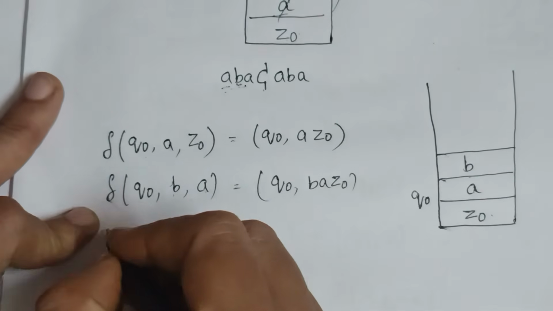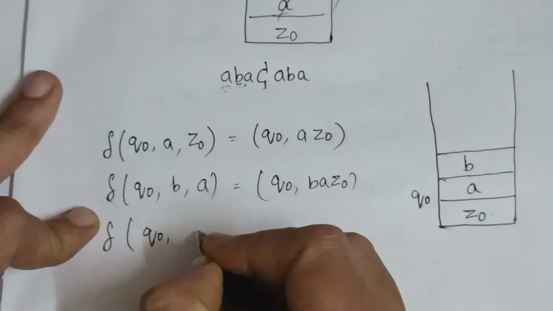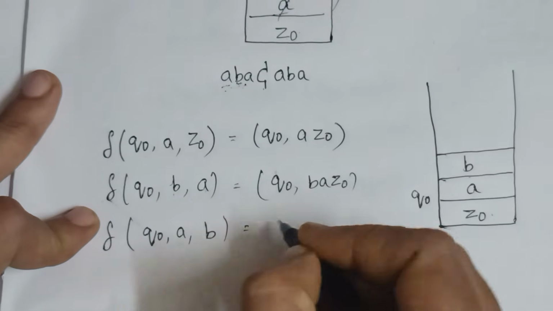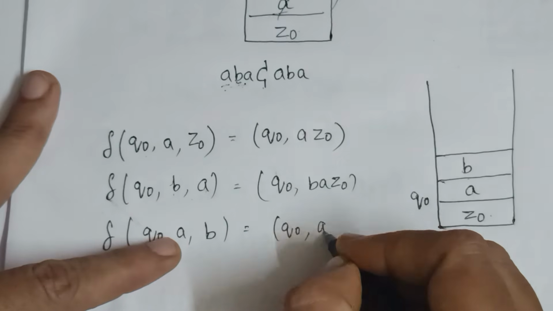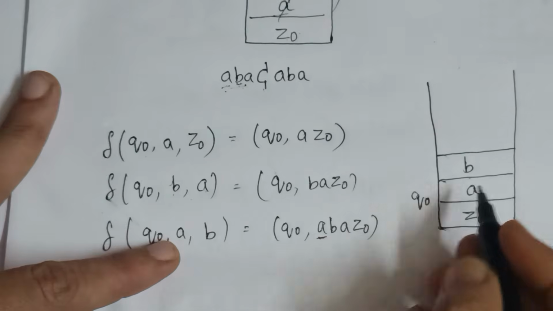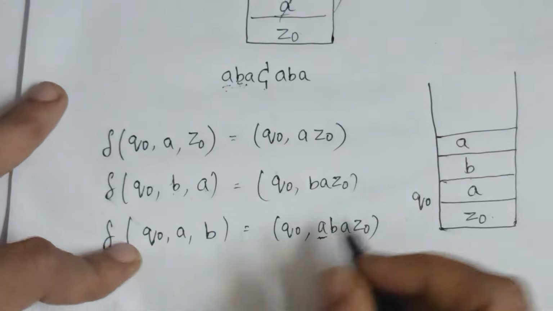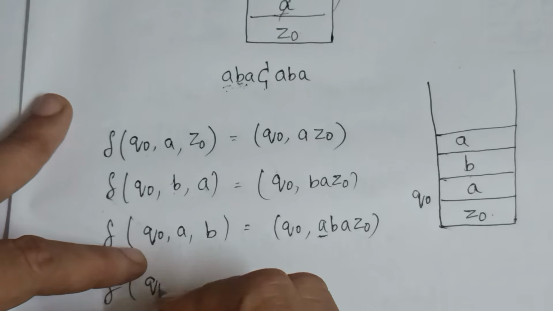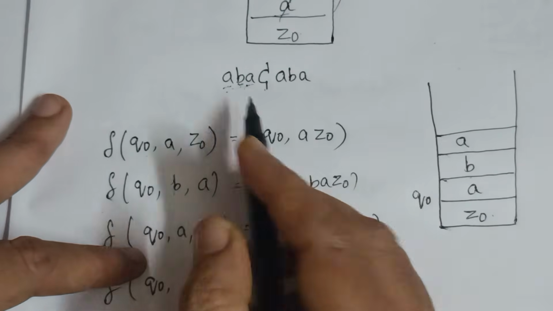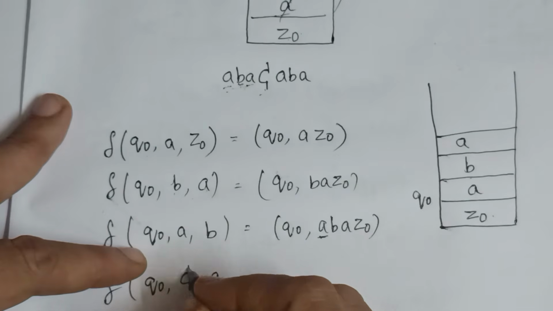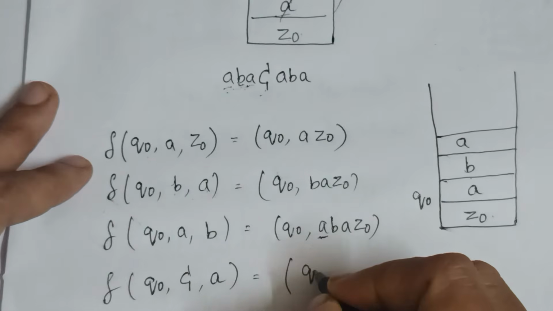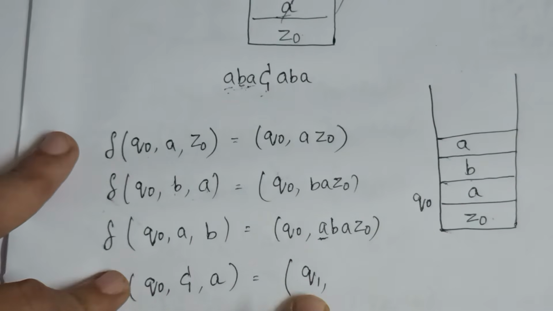Next element is A. Delta of Q0, B is the top of the stack. I am pushing A, then it will be Q0, A, B, A, Z0. Now the top of the stack is A. Now whenever the input is C with the top of the stack A, nothing will be pushed into the stack. Only the state will change from Q0 to Q1.